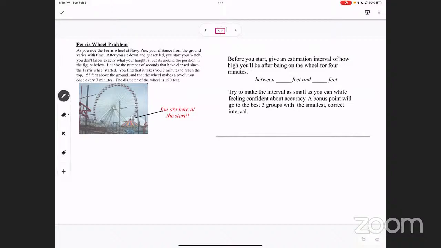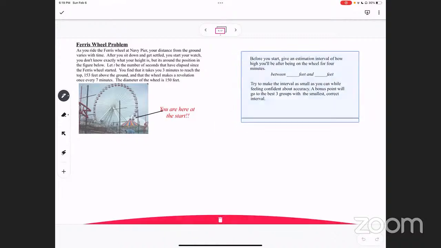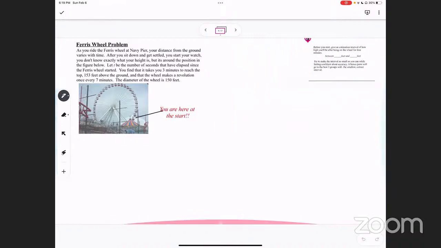Before you start, give an estimation interval of how high you'll be. That was on the Ferris wheel because we were doing an in-class kind of competition. Oh, got it. Okay. We don't have to delete that. I didn't know what that said.